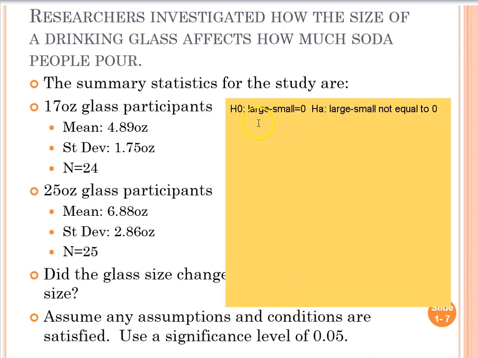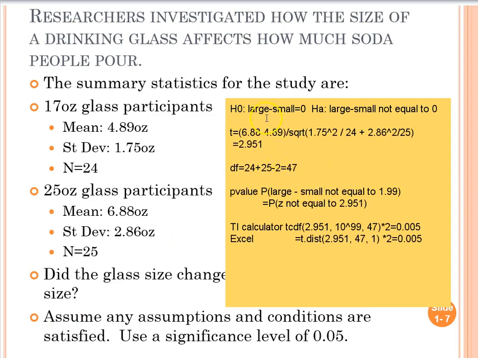So again, we're going to set up the null and alternative hypothesis. I put the large glass participants first and then the small glass participants because then that means our t-score will be positive and it's a little bit more consistent and easy to interpret. Our alternative hypothesis is just that they're not equal. Remember specifically that the problem just asked if the glass size changed how much they poured. It's not indicating direction at all, so we're just going to say that they're just not equal.